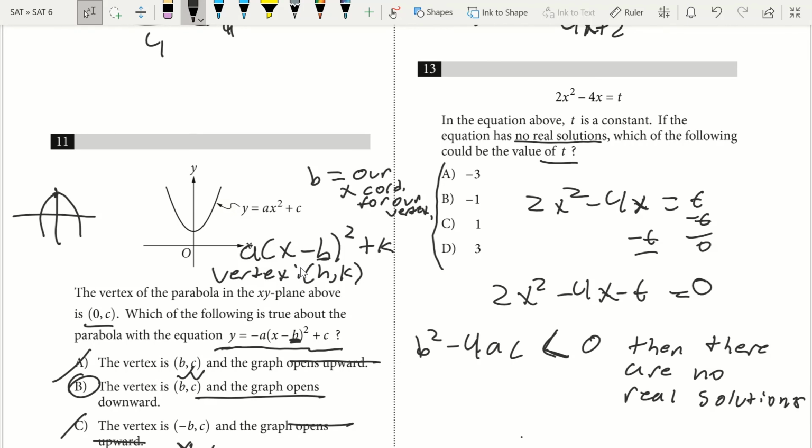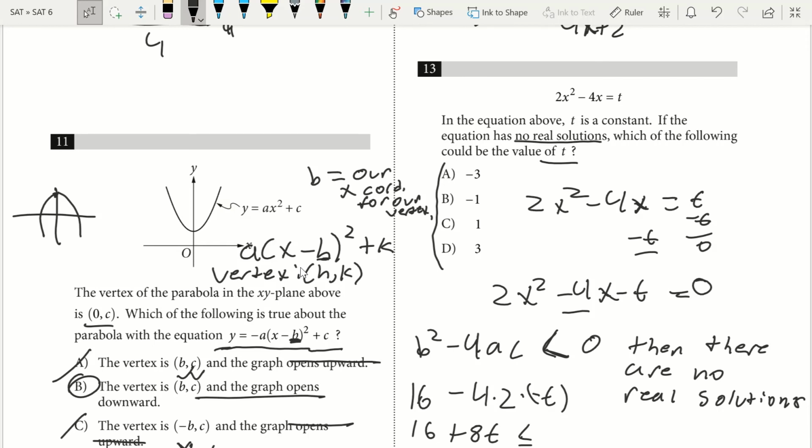So what we're going to do is take our equation that we've written and plug in our b. Our b is going to be negative 4, so we're going to have negative 4 squared. We know negative 4 squared is 16. And then we're going to have minus 4 times our a, which is 2, times our c, which is negative t. So times negative t. Now what we can see is we have 16, and then negative 4 times 2 will get us negative 8. And then negative 8 times negative t will get us plus 8t.